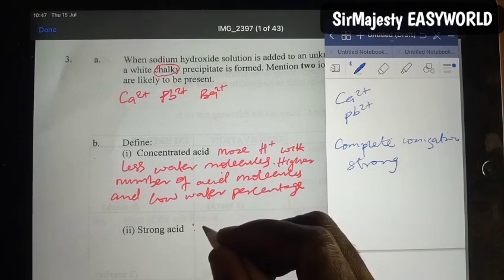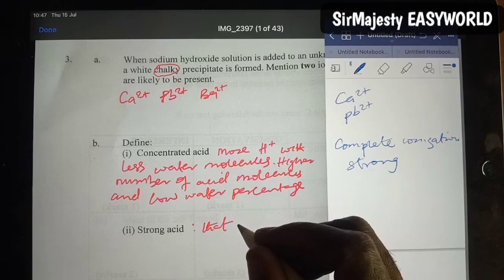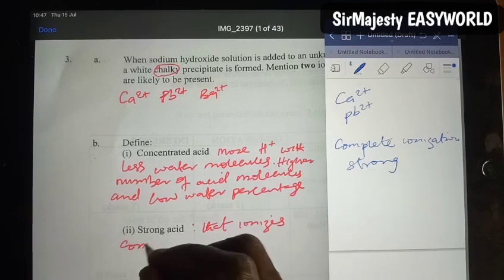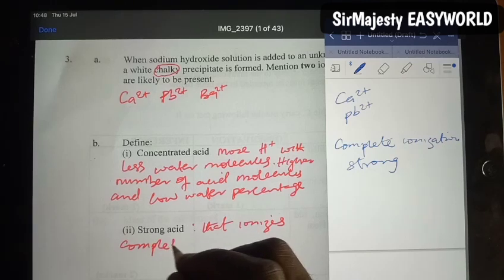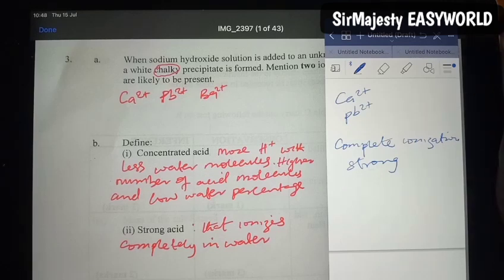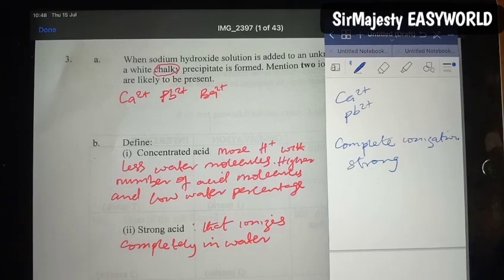Then a strong acid is an acid that ionizes completely in water, and they are strong electrolytes. They release all the ions possible when you dissolve them in solution.